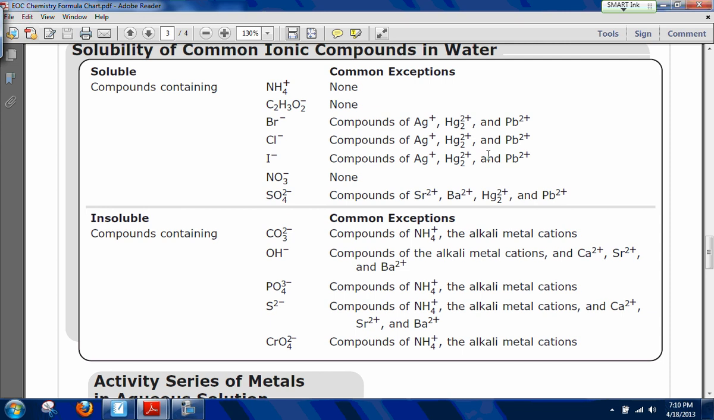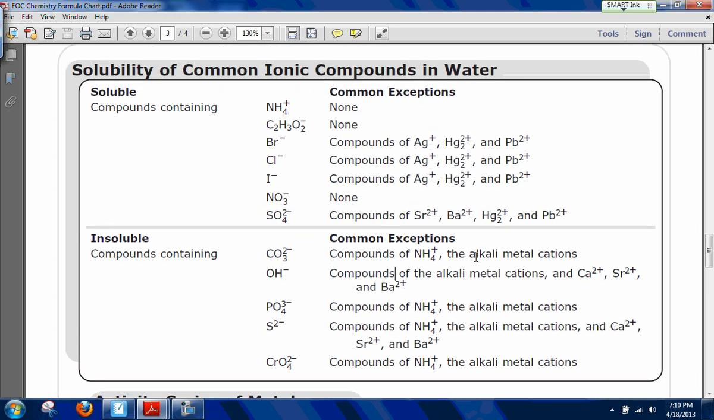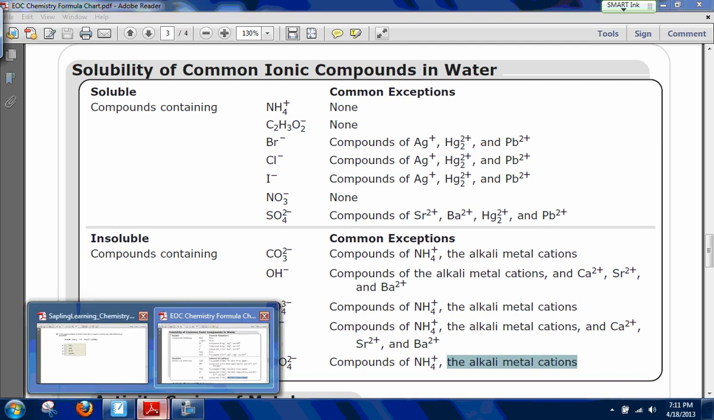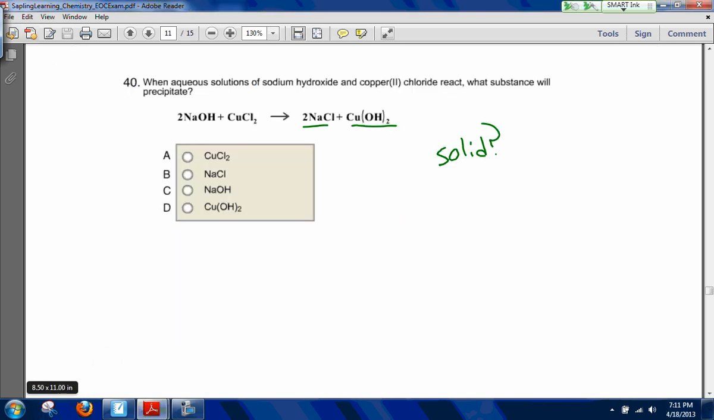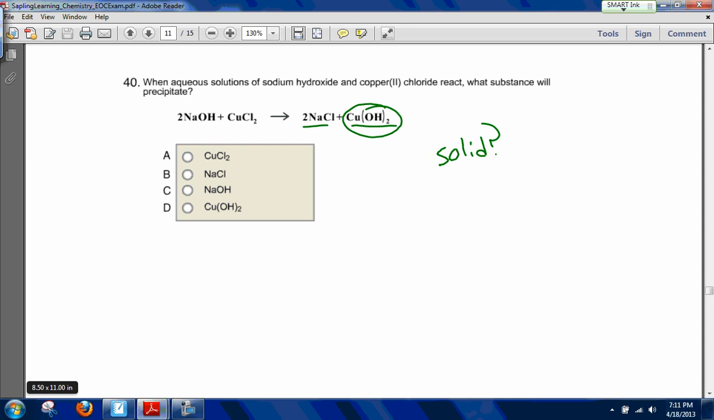And we have two compounds. One of them contains an alkali metal. As we know, anything that contains an alkali metal is soluble. That's what you can see in all of these exceptions: alkali metal cations. If it's got an alkali metal, it's going to be soluble. So the thing that's soluble is the NaCl. So this should be our precipitate. And let's check real quick. It has an OH. It's insoluble, except for compounds with alkali metals, calcium, strontium, or barium. What is the OH bonded to? It's bonded to copper. That's none of those. So the answer is going to be D.